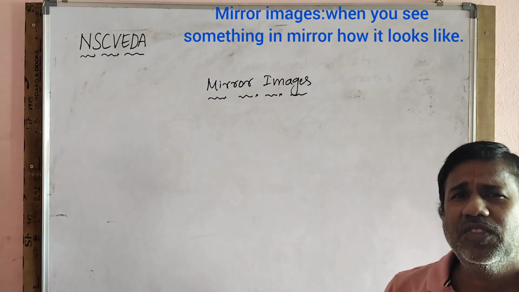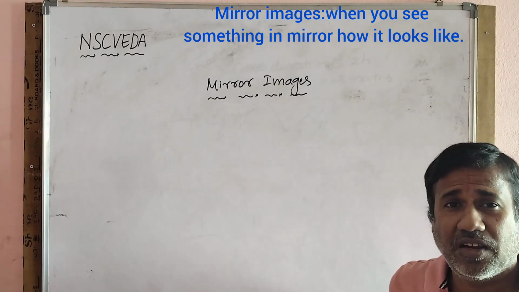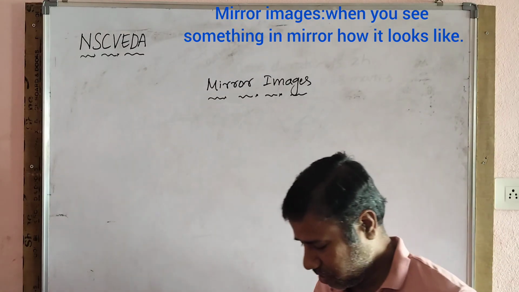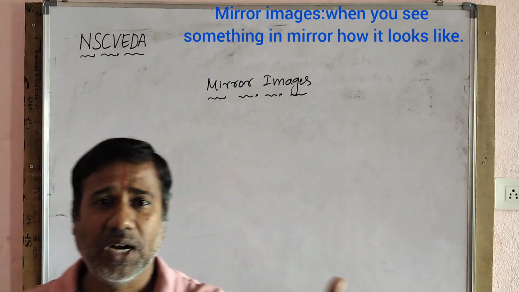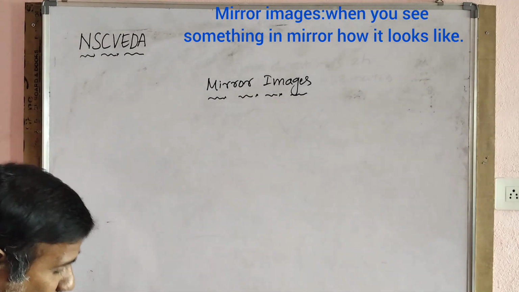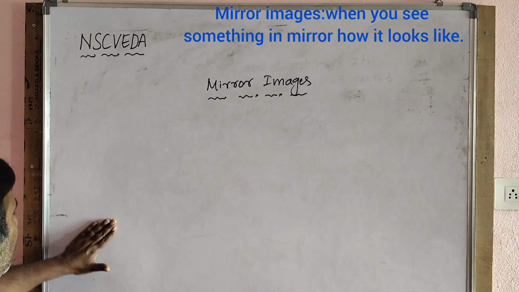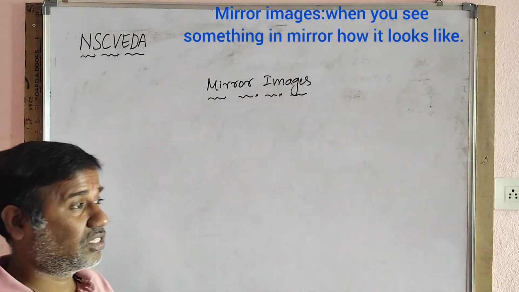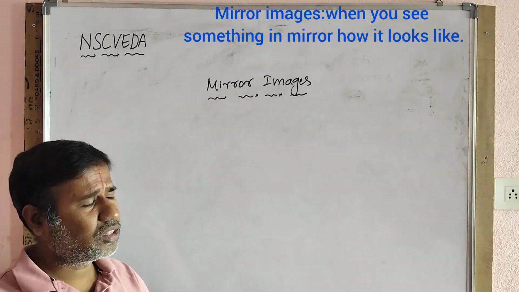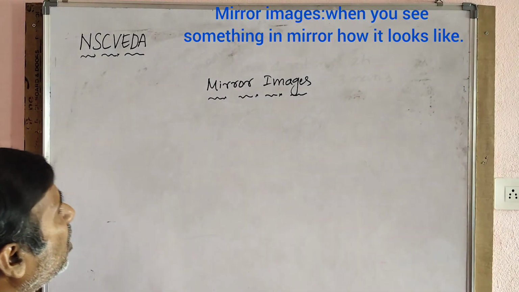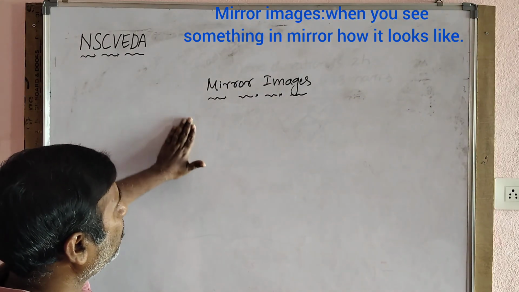So lots of things are there, magics are there in the mirror. All this is because of light. When you become older, in higher classes, you will learn about the different properties of light: what the behaviors of light are, how we are able to see things, what the secret behind seeing things is. It is a full magical story. Now we'll come to our actual topic, mirror images.